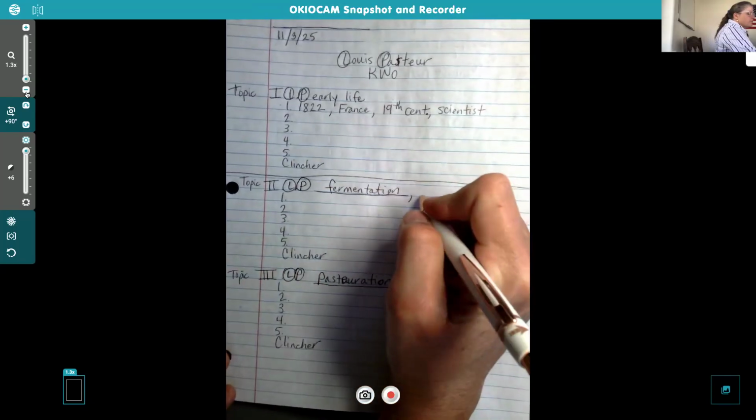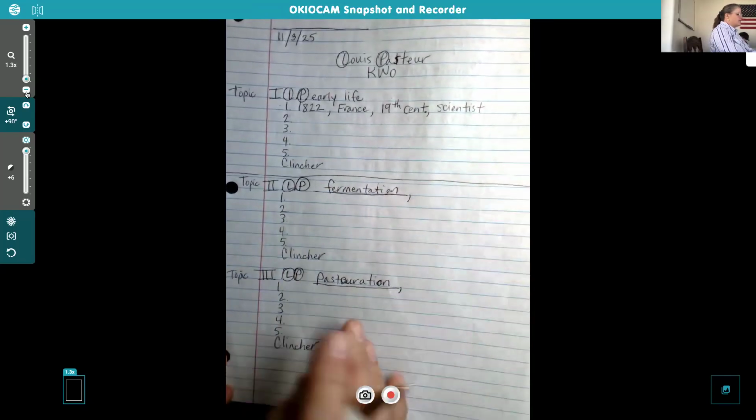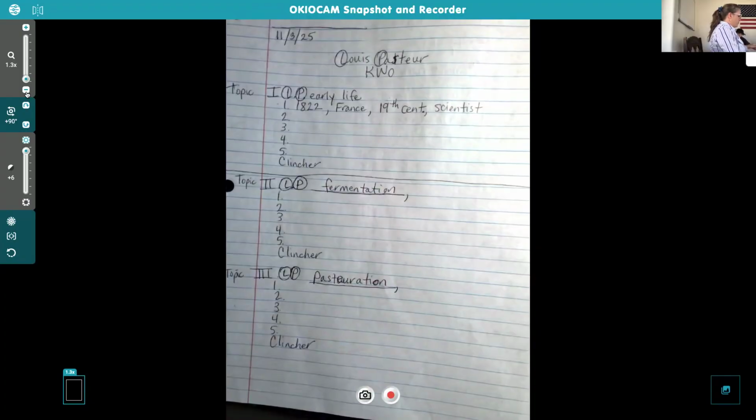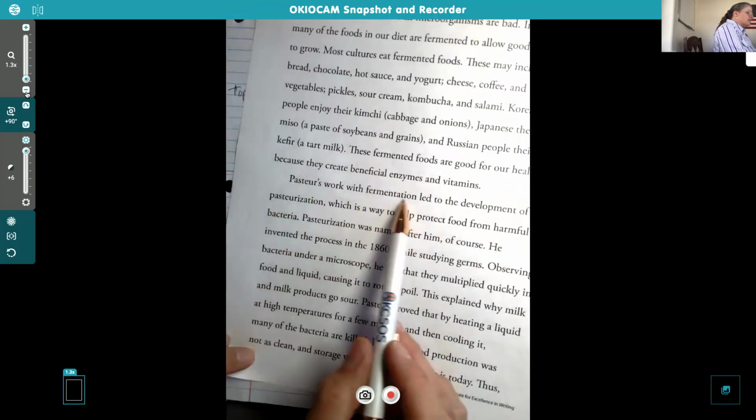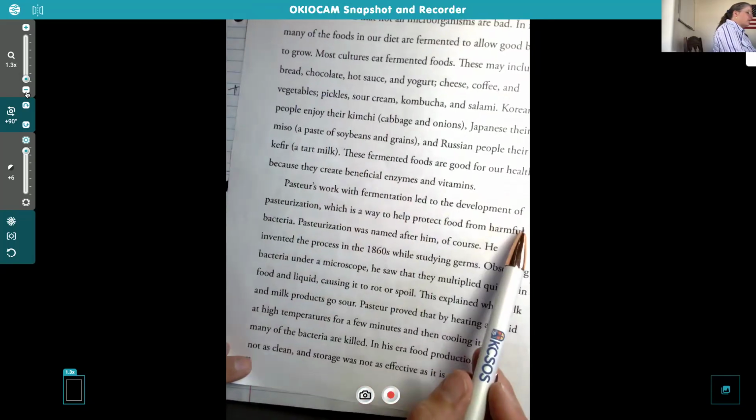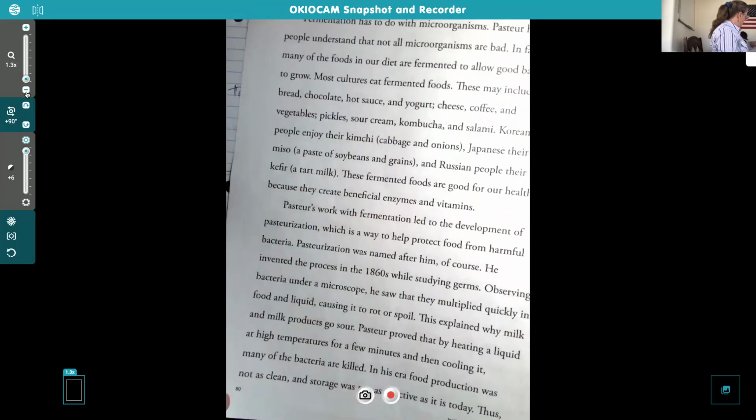And then, of course, we can put some extra words here after these. So what's a word to kind of sum up fermentation? Can you look back in the book? That's pasteurization. Look at page, I have a good one. Page 80 right here, it says fermentation led to the development of, oh wait. Sorry, wrong one. Hold on.